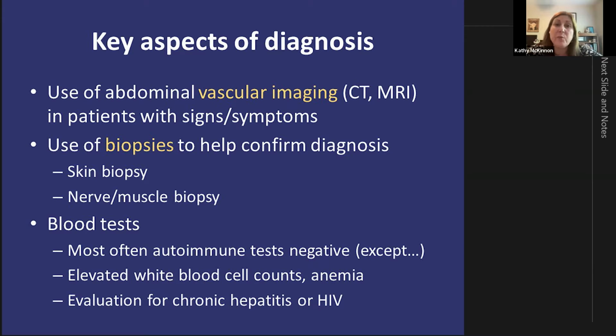Oftentimes, patients have peripheral manifestations. It's very hard to go in and take a biopsy of an artery, but it's much easier to take a biopsy of the skin or the nerve if that's involved in this particular case.